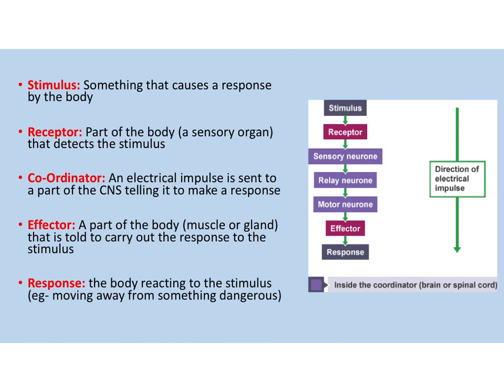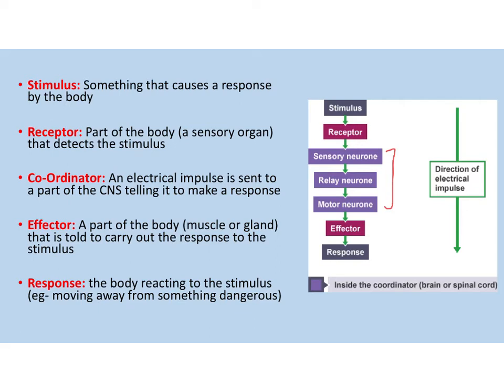So this is how an electrical impulse would travel from being detected by the stimulus to there being a response by the body. So the first thing is the stimulus, so that is something that causes a response by the body. The receptor is the part of the body, so the sensory organ that detects the stimulus. The coordinator, an electrical impulse is sent to a part of the central nervous system telling it to make a response. And as we can see in this picture, that's where our information gets passed through our neurons.